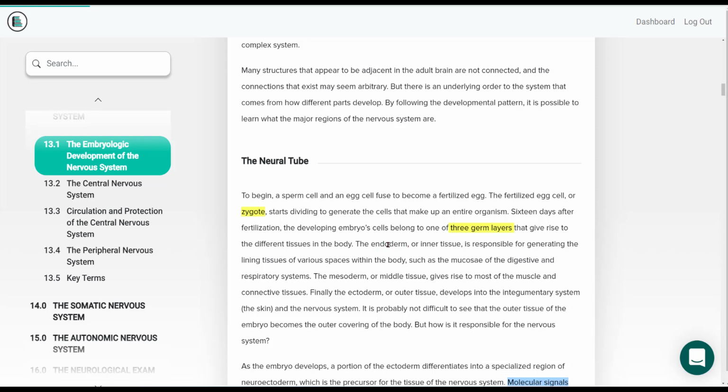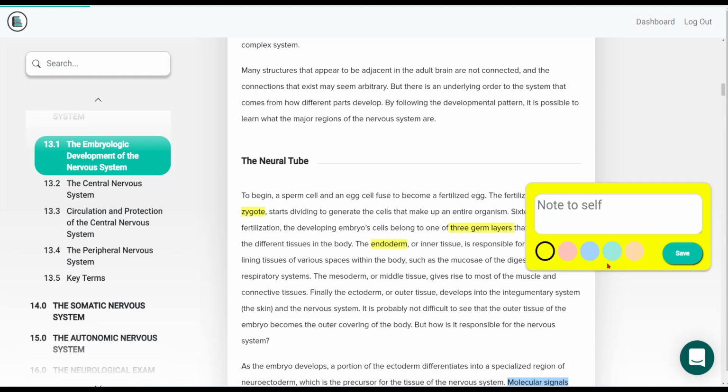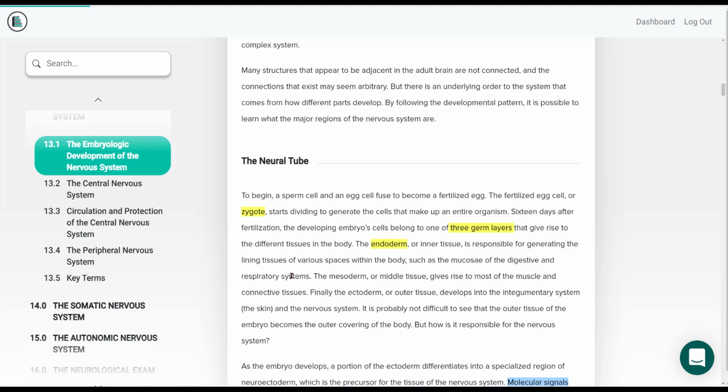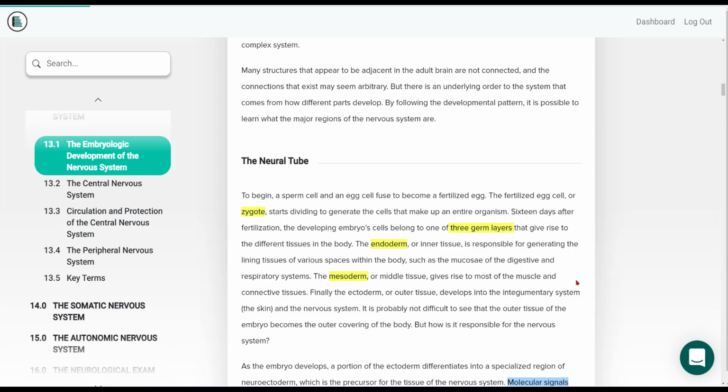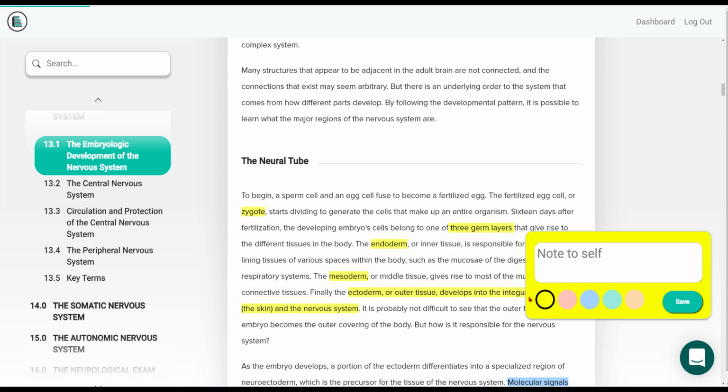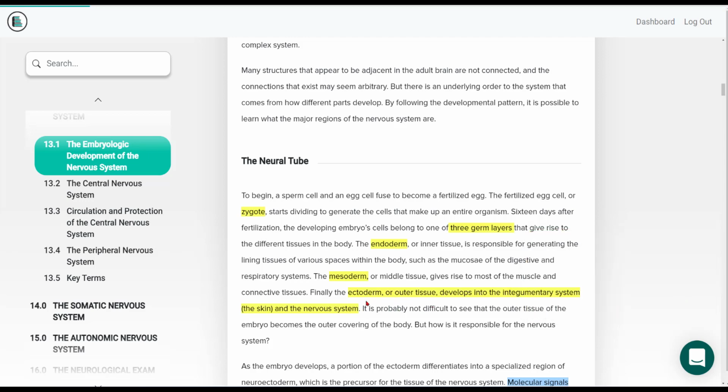So again, like I just said, here it is in writing, the endoderm, right, goes on to form those tubey-like things like your digestive and respiratory systems. The mesoderm, the middle layer, goes on to form your connective tissues and your muscle tissues. And then the ectoderm, that's where we're focusing right now, goes on to form the integumentary system and the nervous system. So just keep that in mind, that the nervous system is derived from the ectoderm.